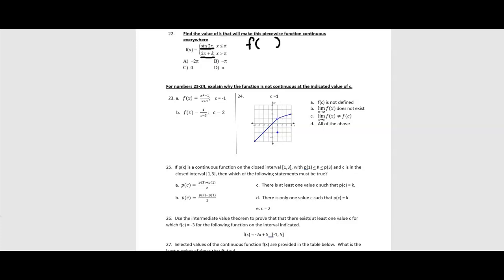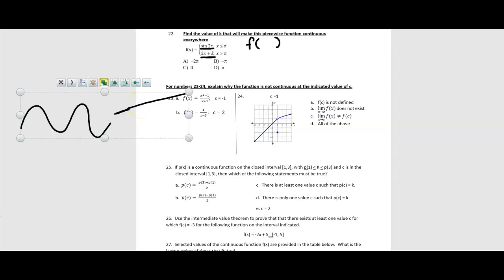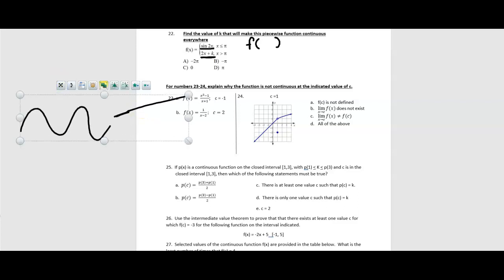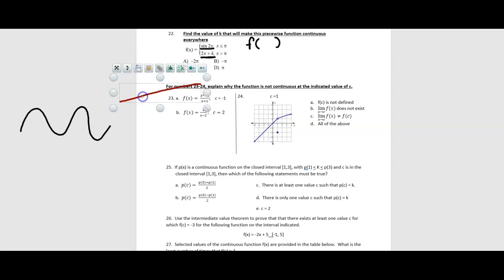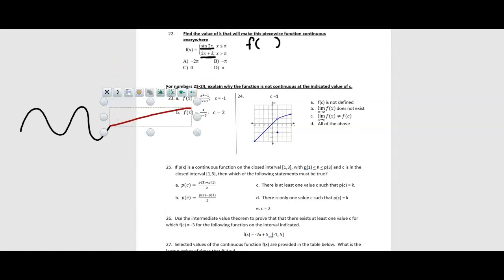But something special happens with piecewise functions. Even though sine may be continuous, and even though 2x plus k, which is a straight line, may be continuous, the problem is if they don't meet up, then it's not continuous. So I need to make sure that they meet up. I didn't want it to connect them that way. Let me try again. I'll draw it a different color. Maybe that'll help. There we go.